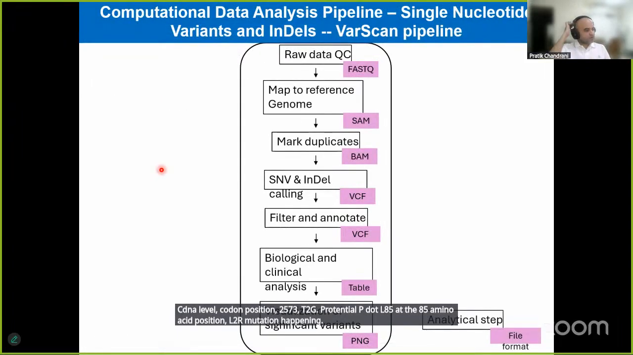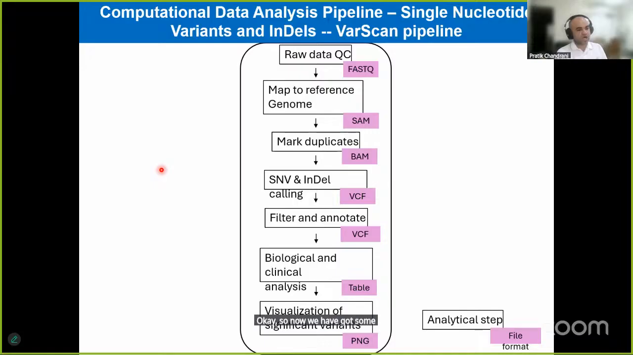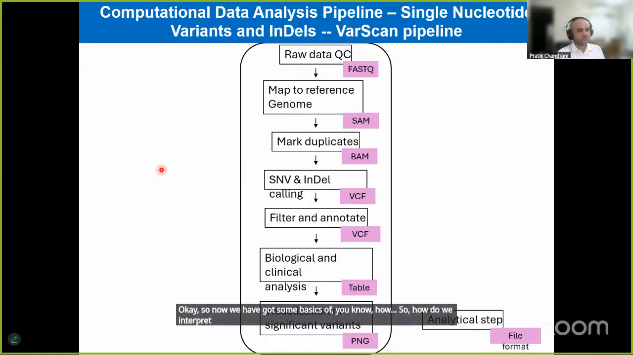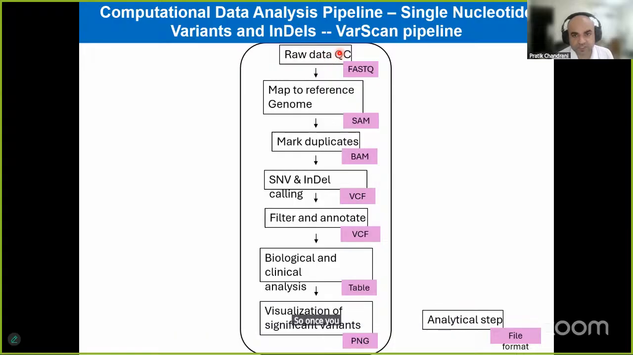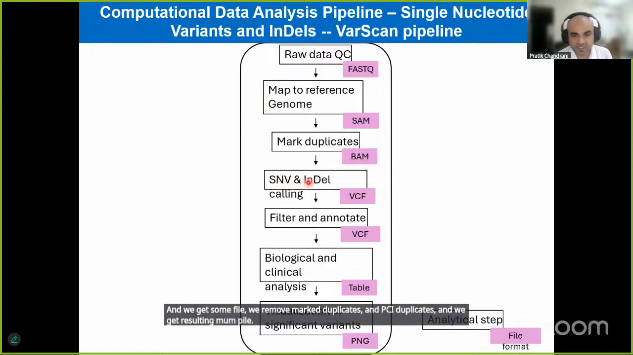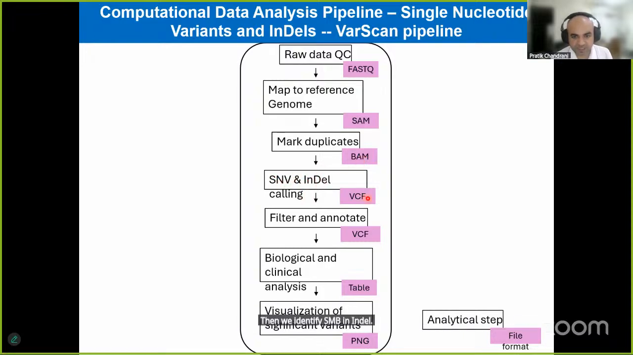Okay, so now we have got some basics of how we interpret cancer genomic changes. So now let's quickly see the pipeline that we use. Once we get the raw sequencing data, which is usually in the FASTQ format, we map it to the reference genome and we get a SAM file. We remove marked duplicates and PCR duplicates, and we get the resulting BAM files. Then we identify SNVs and indels, and we get the resulting VCF files.